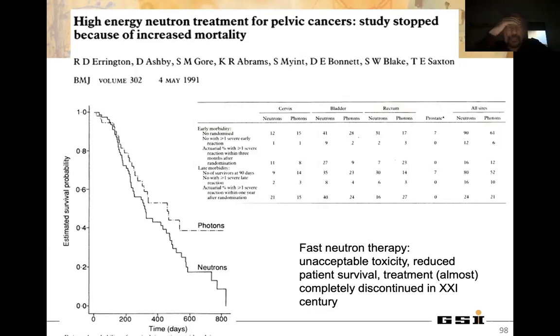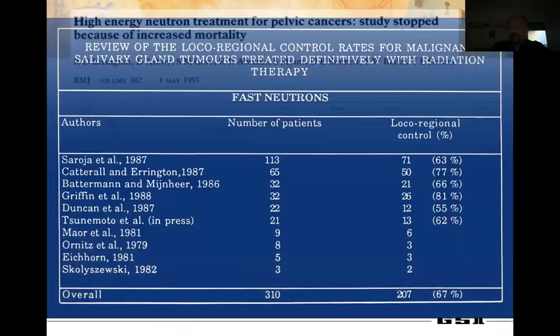Why is that? If you think about it, neutrons are a high LET radiation like carbon, but unlike carbon, the depth dose distribution is like X-rays. So it's a particle that has high LET everywhere and has very severe side effects. So this is kind of expected from preclinical radiobiology, that neutrons will not be a very good idea for treating patients with this kind of tumors.